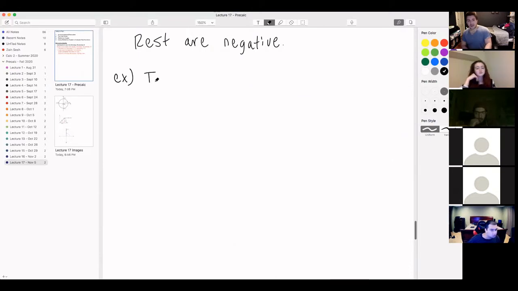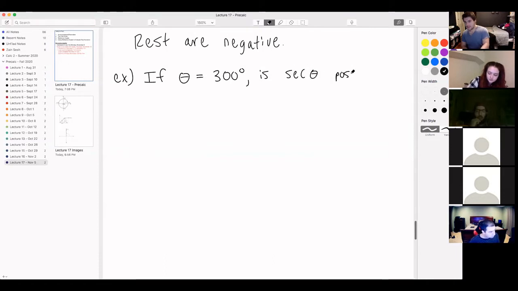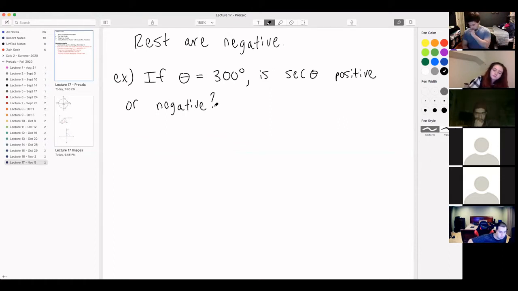So if theta is equal to 300 degrees, the question is: is secant of theta positive or negative? Let's all take a minute or two. Let's think about it, maybe do it on your own, and then I'll go over it, okay?